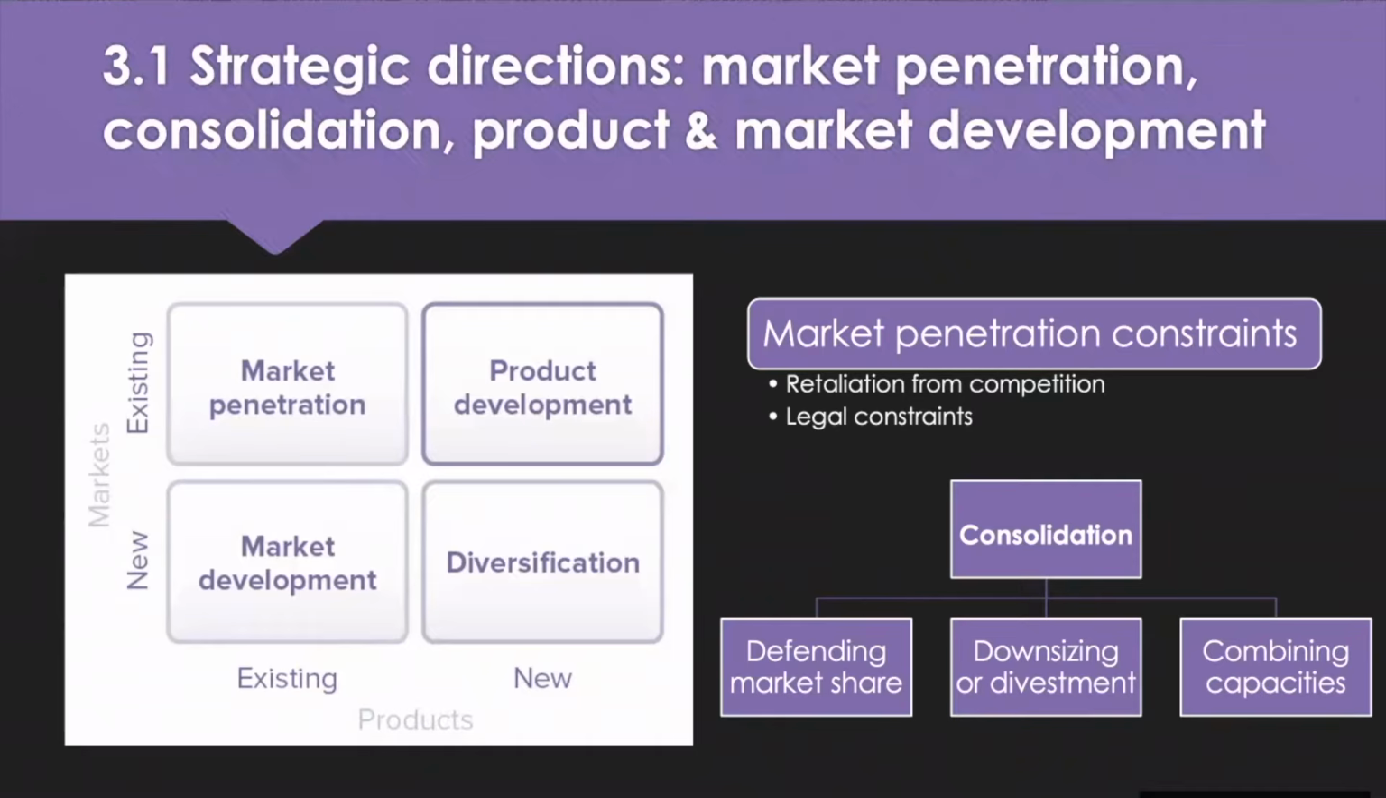Or another constraint on market penetration is the legal or regulatory frameworks. There are often competitions and markets authorities that investigate things like mergers and acquisitions, because anything that leads to at least 25% of the national market share could potentially be blocked by the Competitions Commission.